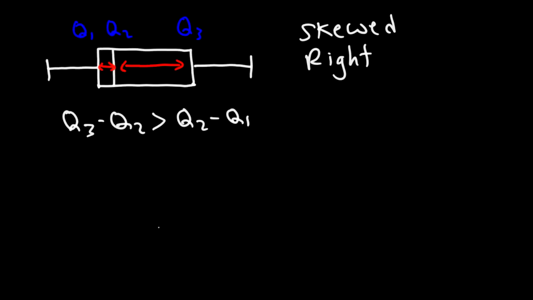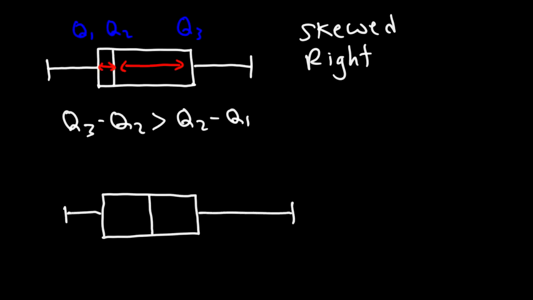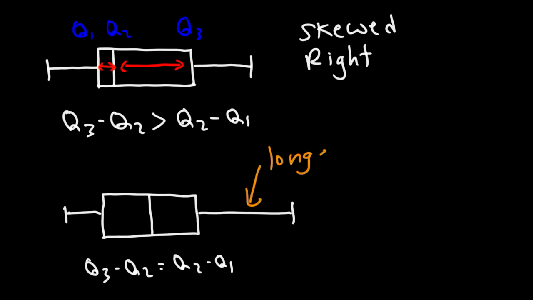Now, let's say the boxes in the box plot are equal in length, but the whiskers are not. The data will still be skewed to the right in this case. So for this example, Q3 minus Q2 is equal to Q2 minus Q1. However, the whisker on the right is longer, and so the data will still be skewed to the right.